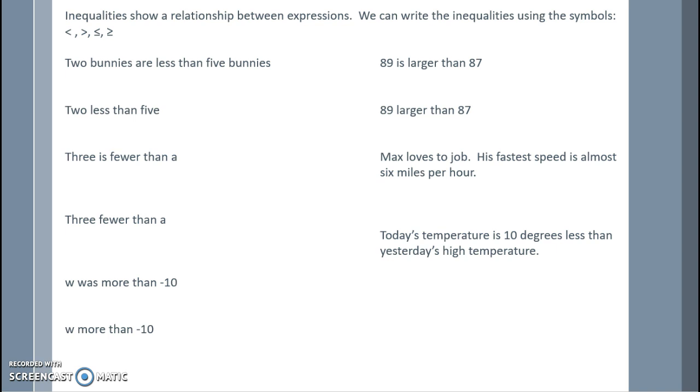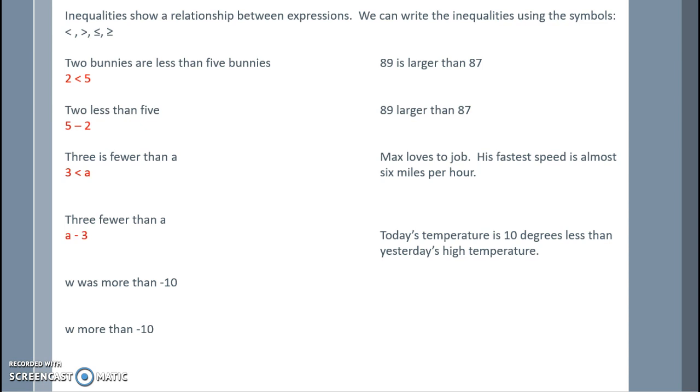Inequalities show a relationship between expressions. We can write the inequalities using the symbols less than, greater than, less than or equal to, or greater than or equal to. 2 bunnies are less than 5 bunnies. So 2 is less than 5. However, 2 less than 5 is actually a subtraction problem. So 5 minus 2. 3 is fewer than A. So 3 is less than A. Versus the wording 3 fewer than A would be A minus 3.